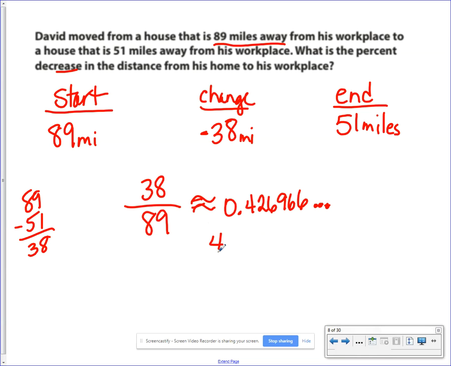Change it to a percent: 42 point... I'm going to round it to the tenths. So instead of 6, because a 9 was in the next place, I'm going to call it 42 7/10%. Okay, there you go.